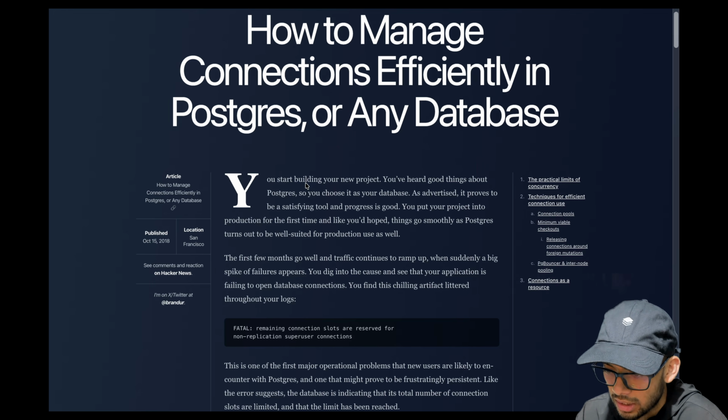So the blog starts with: you start building your new project. You've heard good things about Postgres, so you choose it as your database. As advertised, it proves to be a satisfying tool and progress is good. You put your project into production for the first time, and like you would hope, things go smoothly, as Postgres turns out to be well suited for production use as well.